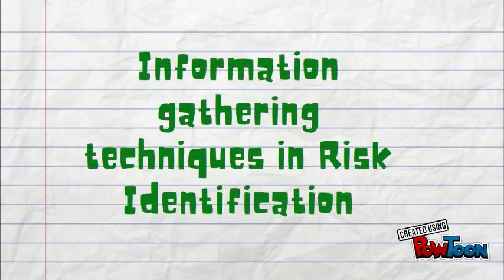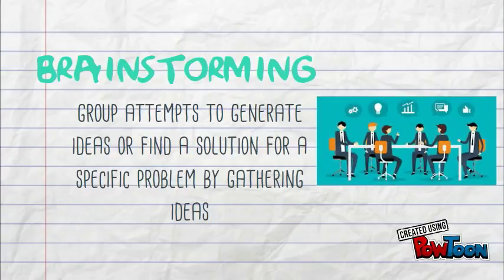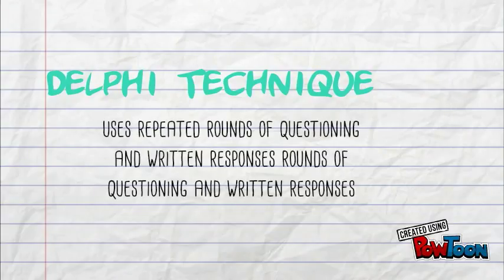Information gathering techniques in risk identification. Brainstorming. This is where you and your team members will group up and tell your opinion about your project. Delphi technique uses repeated rounds of questioning and written response.